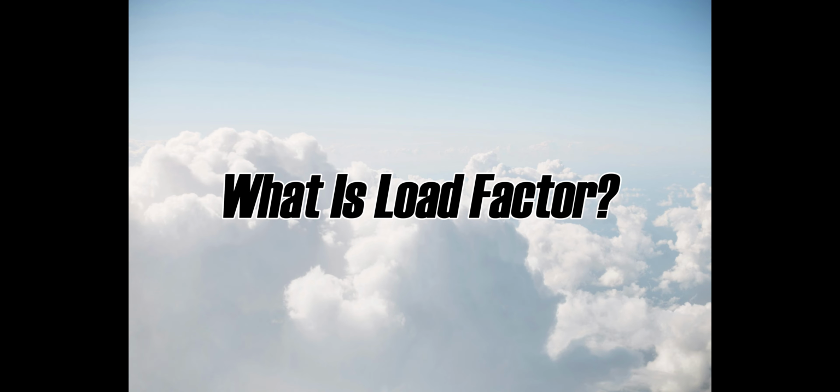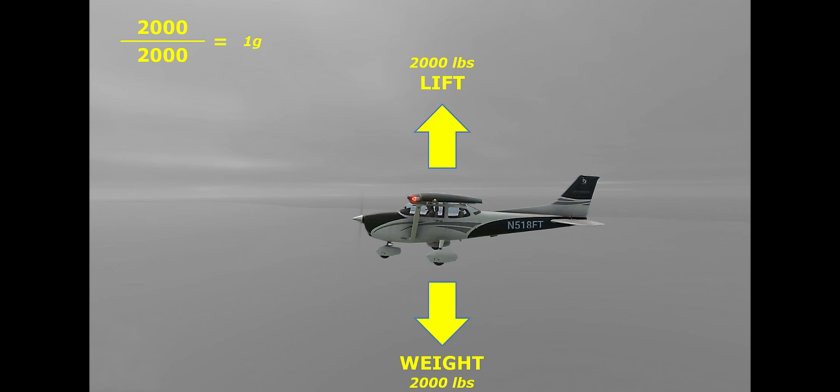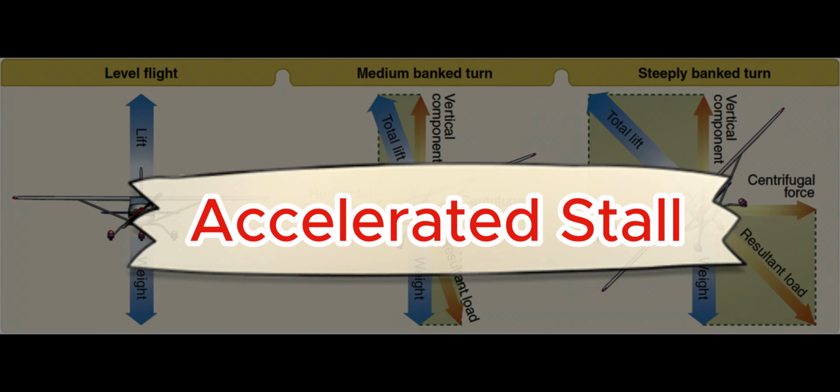What is load factor? Load factor is simply the ratio of the total lift produced by an aircraft to its weight, expressed as a multiple of gravitational force, or G's. It's a measure of how much stress the aircraft is under. For example, during level flight, when lift is equal to the weight of the aircraft, the load factor is 1 G. But in case of a steep turn, climb, or dive, things change dramatically. Among the effects of load factor on an aircraft in flight, the most significant for a pilot to consider is that it invites accelerated stalls.